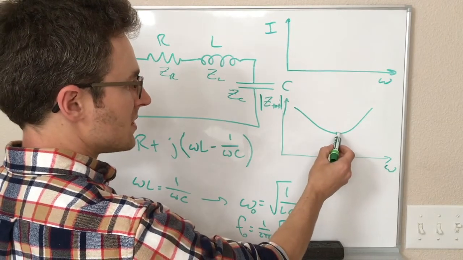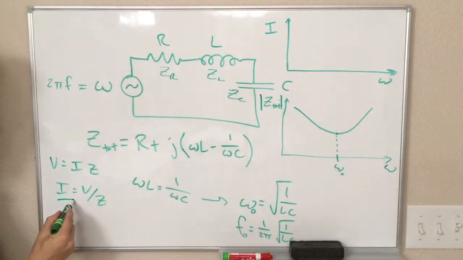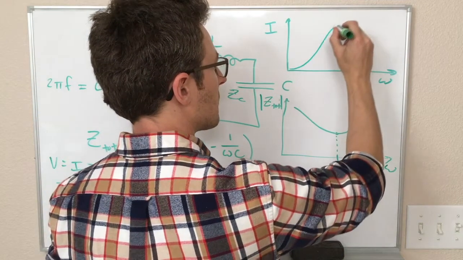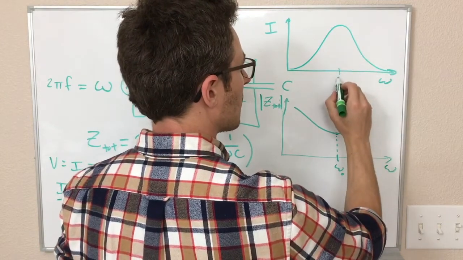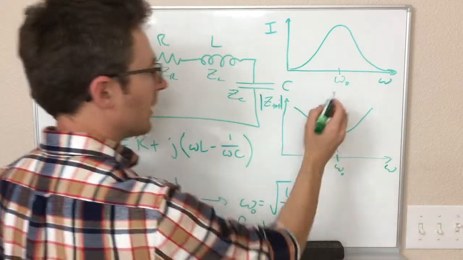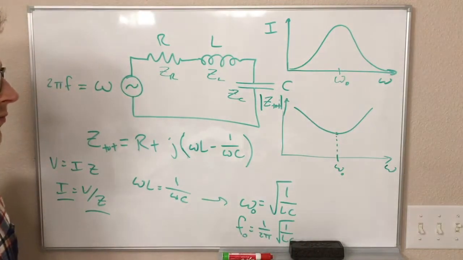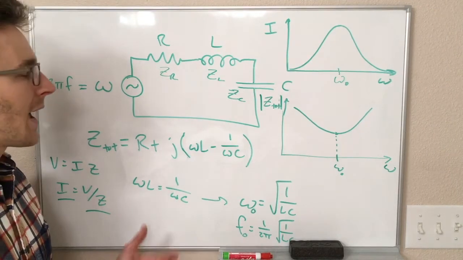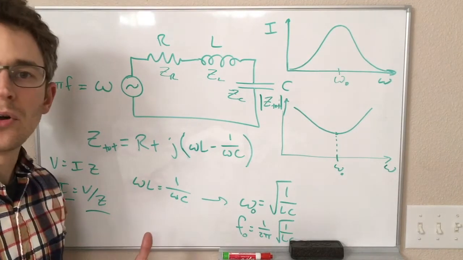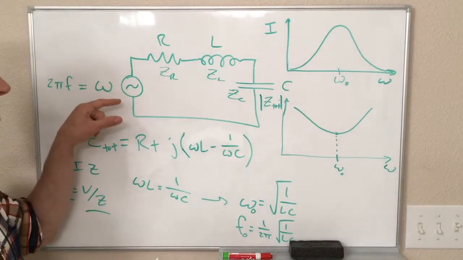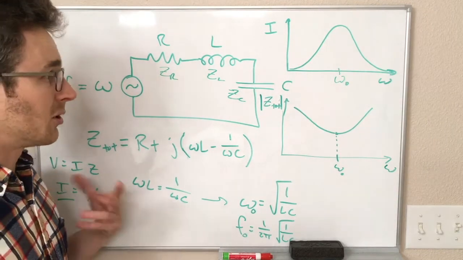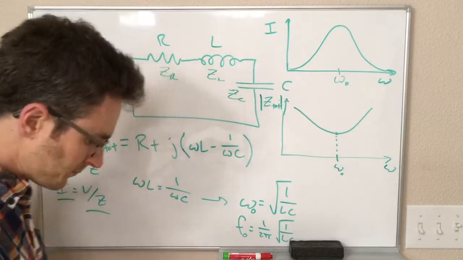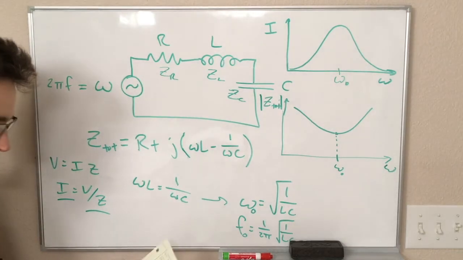Where there's a minimum in Z, there is going to be a maximum in the current. So we're going to have something that looks kind of like this, where this peak occurs at our resonant frequency, omega naught. So physically, this is important, right? This is the biggest response our system can have to an input, right? So we give it some oscillating voltage, and at different frequencies, we get different amounts of current, and the maximum current happens at this special resonant frequency. So that's the first way that this is important.